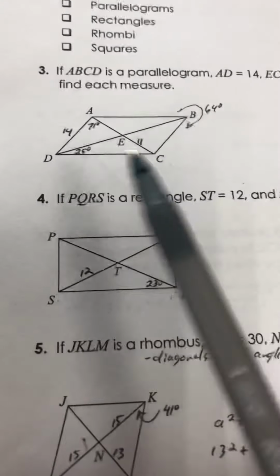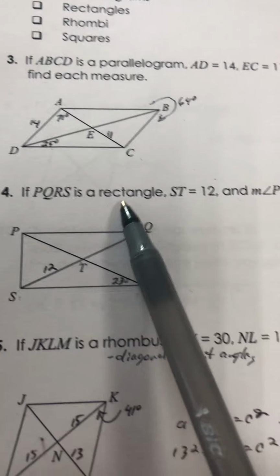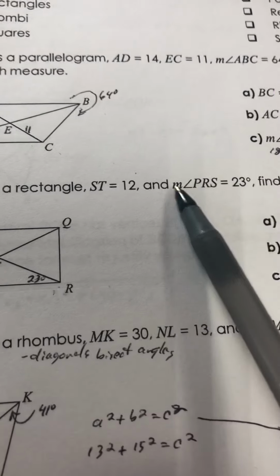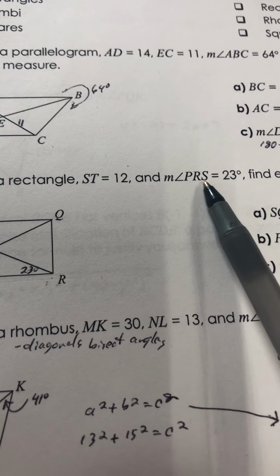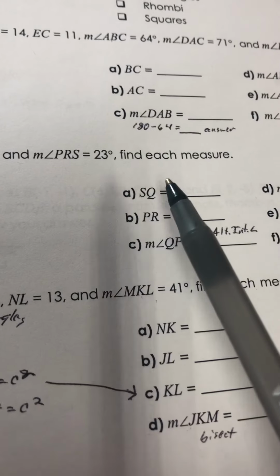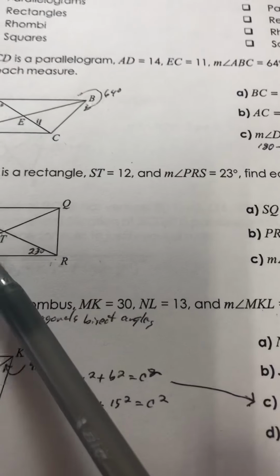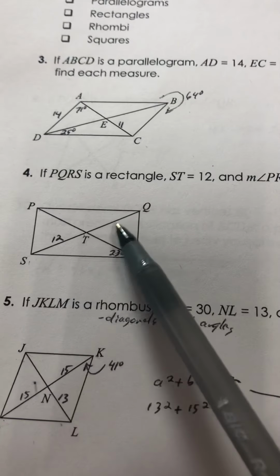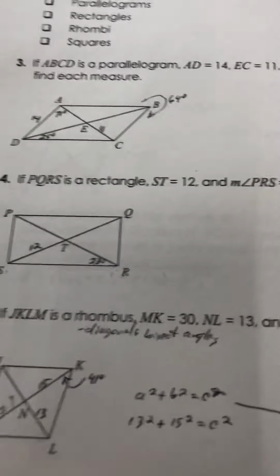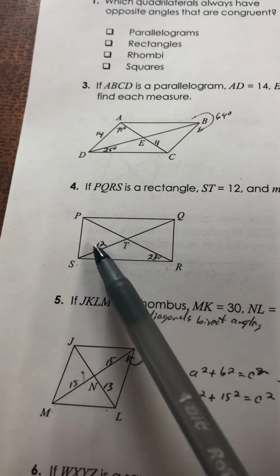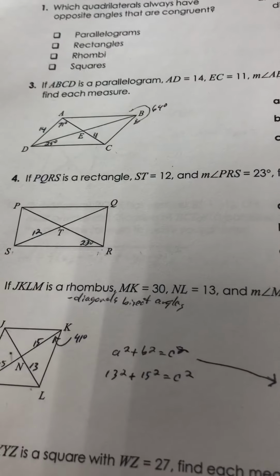Number four, if PQRS is a rectangle, and ST is 12, I marked that, and the measure of angle PRS is 23. Find each measure. So SQ, find what SQ is. SQ is going to be just 12 doubled, so you're going to 12 plus 12, or 12 times 2. PR. PR is going to be the same distance. PR is going to be the same as SQ.